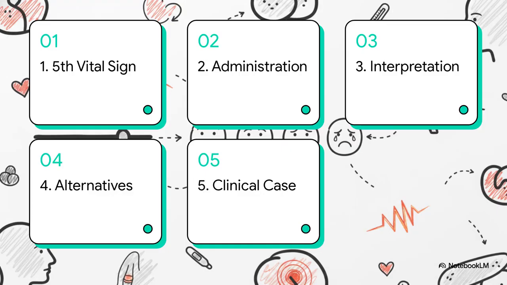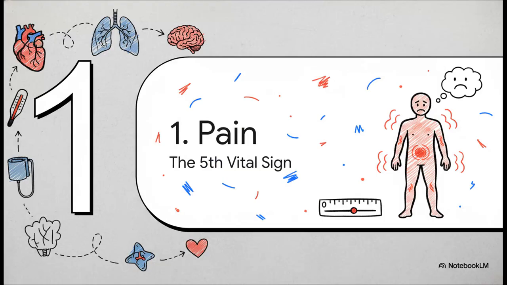Here's the roadmap for this explainer. First, pain, the fifth vital sign. Second, VAS methodology and administration. Third, clinical interpretation of results. Fourth, VAS advantages and alternative types. And finally, dynamics and clinical case. Okay, let's dive into section 1, pain, the fifth vital sign.